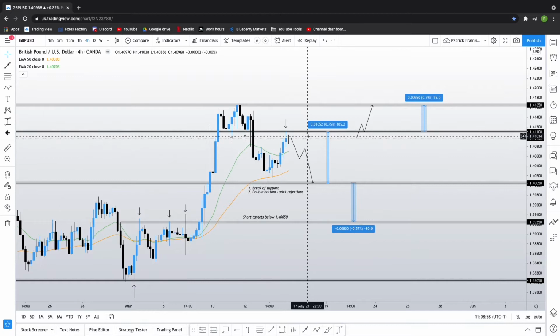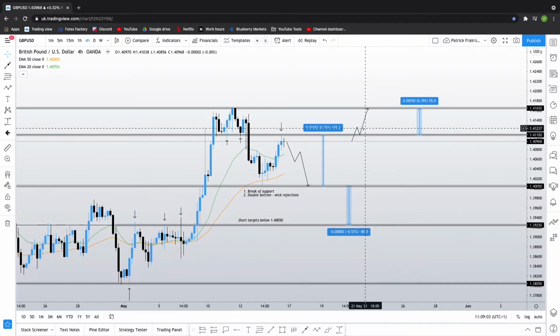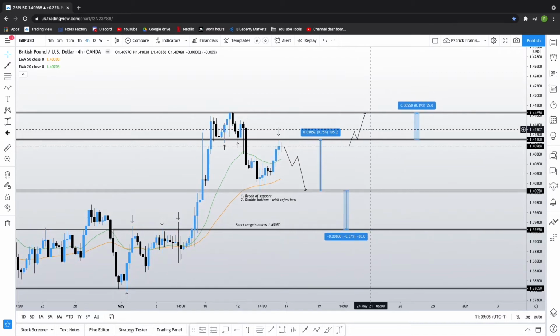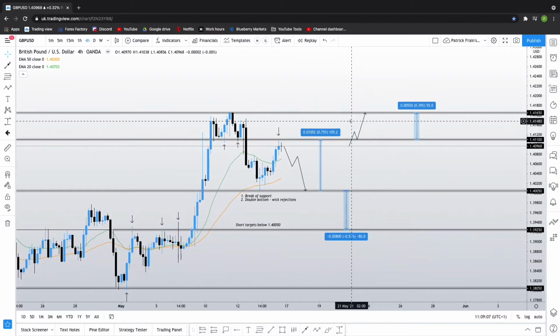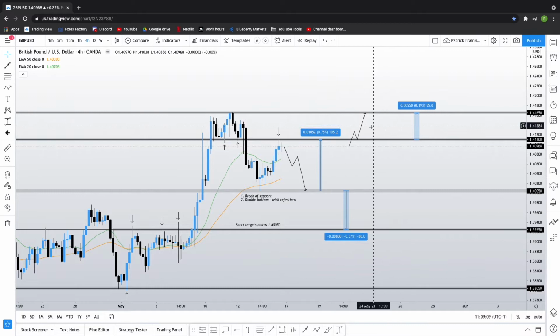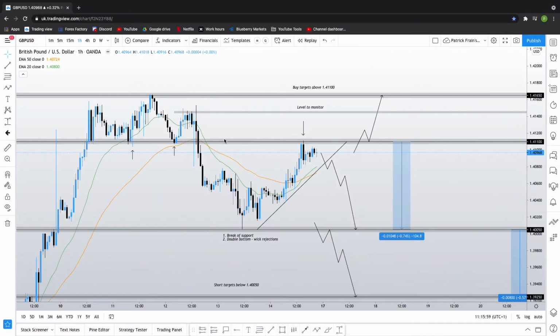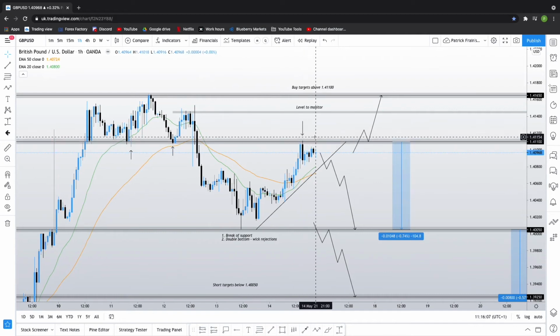On the other hand, if we do break back above 1.41100, I will be looking for a retest of this level, and then we do have potential buys back up to our highs at 1.41650, which is 55 pips above this level. Down to the hourly time frame guys on pound USD, we can see this major key level more clearly. As you can see, we have had this break here from this bearish candle, and now we have pulled back to this level for the break and retest.